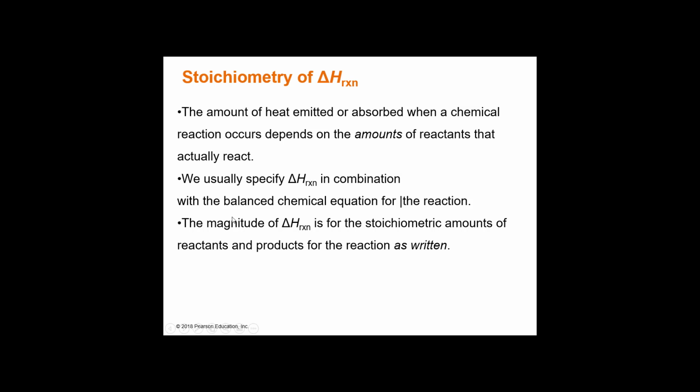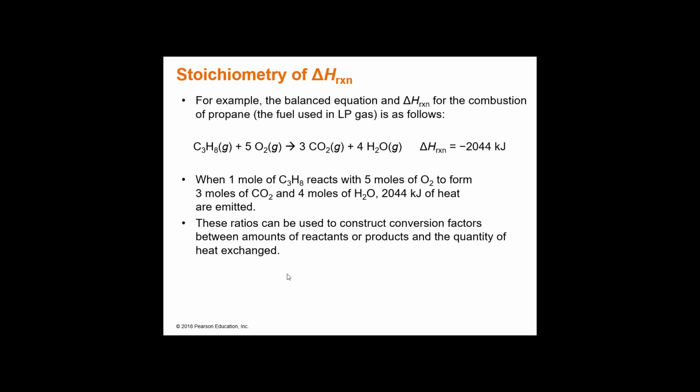The magnitude is for the stoichiometric amounts of the reactants and products for the reaction as written. The magnitude is basically telling you if it's a positive or negative. You're writing the positive or negative to let the person that's reading this understand the direction of the energy flow.